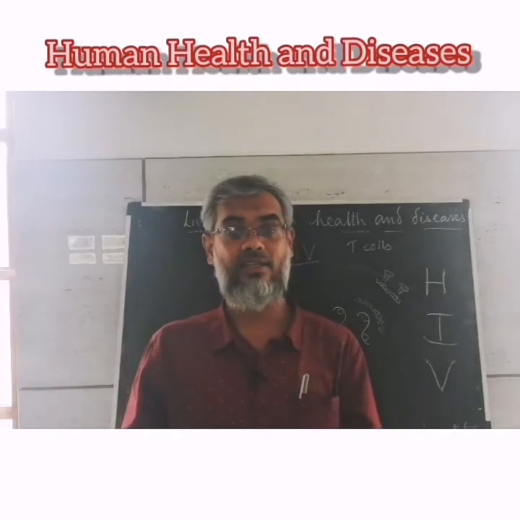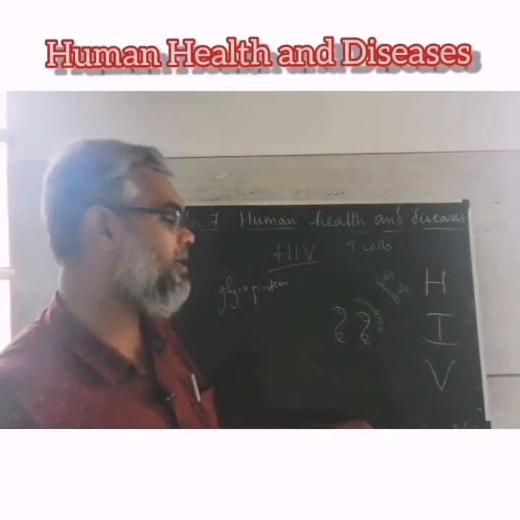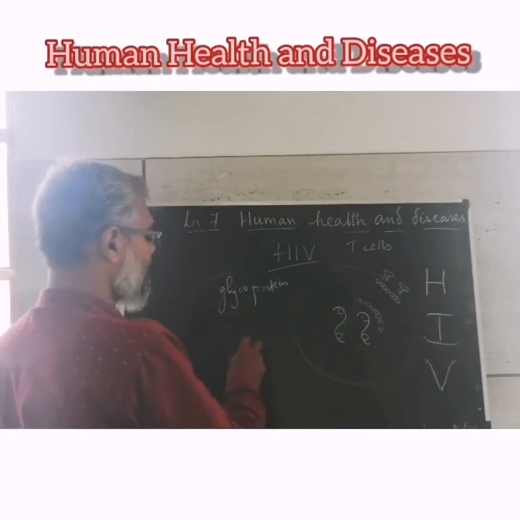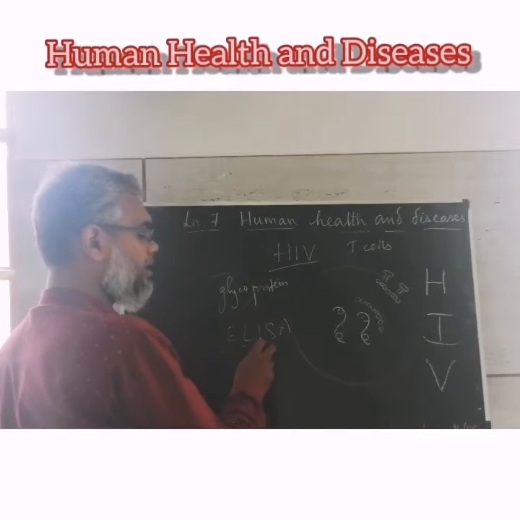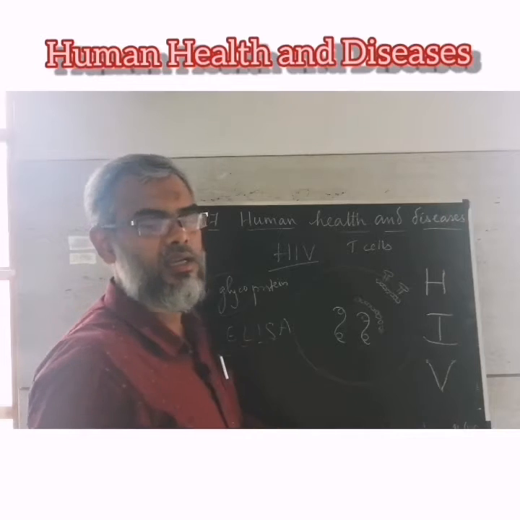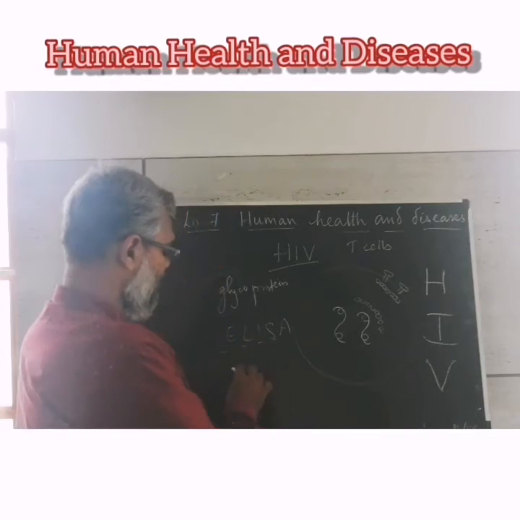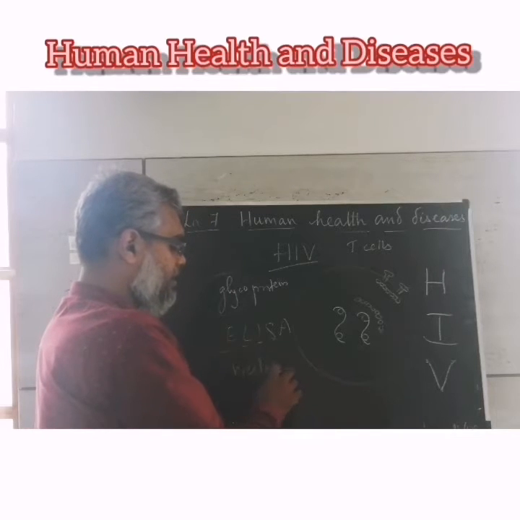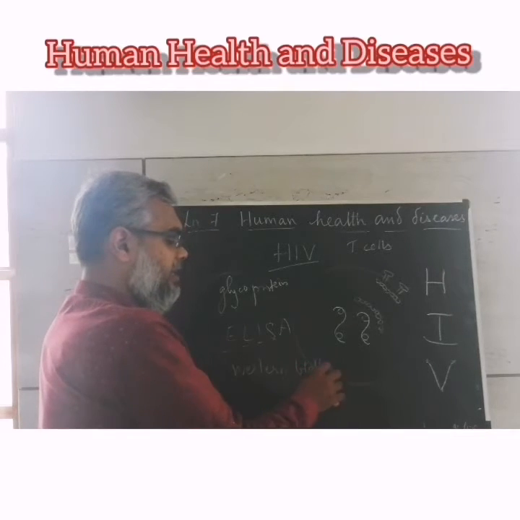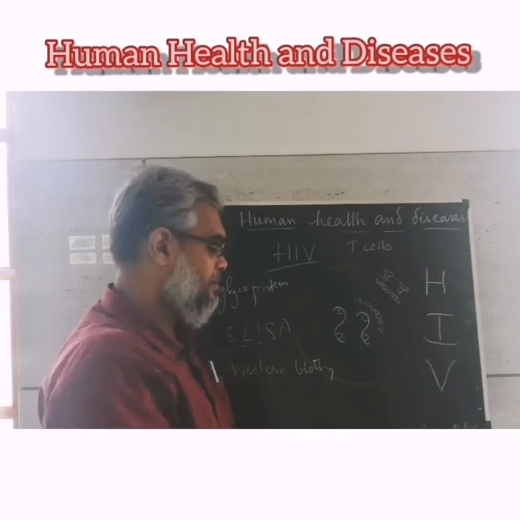How can it be detected? Of course, by blood test. One particular blood test is ELISA, enzyme linked immunosorbent assay, which shows that the person has AIDS. And Western blotting is a technique. By Western blotting, we can understand that AIDS is present.